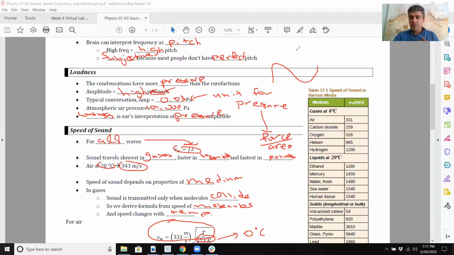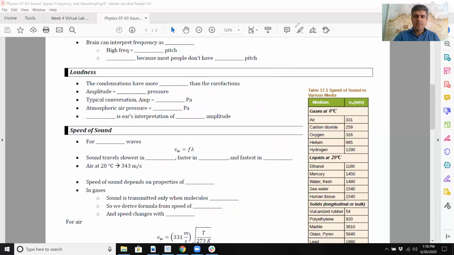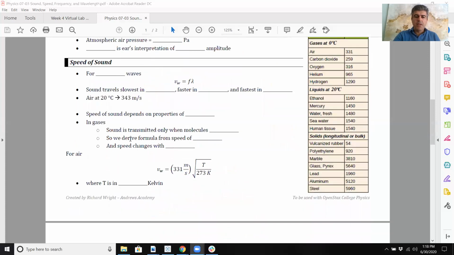Any questions so far? And this is the speed of sound through a lot of different things. It's just a little table there. And T is in kelvins.